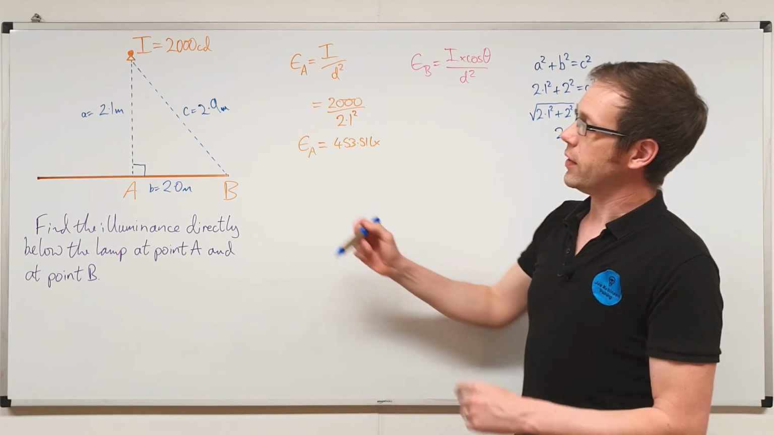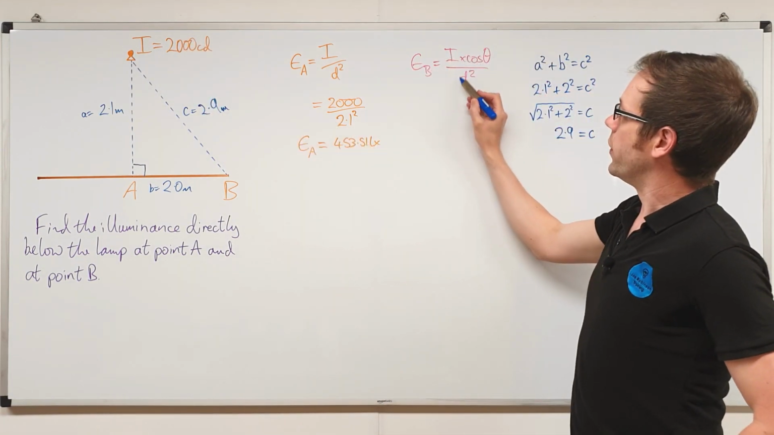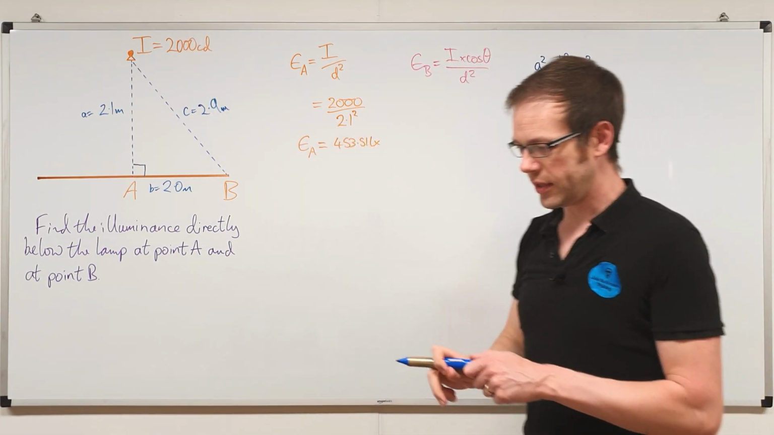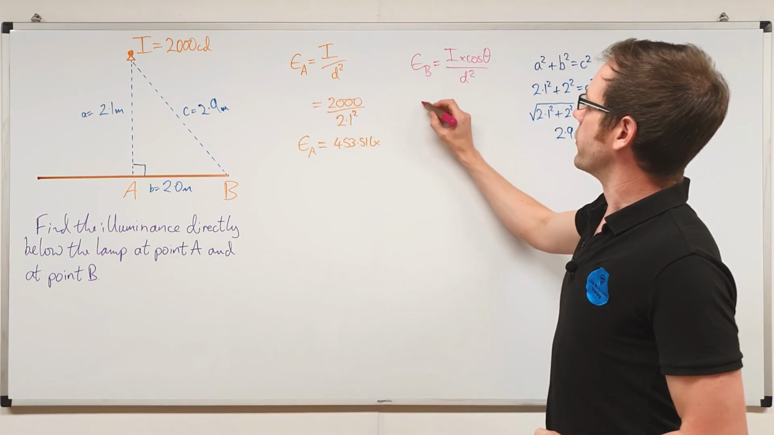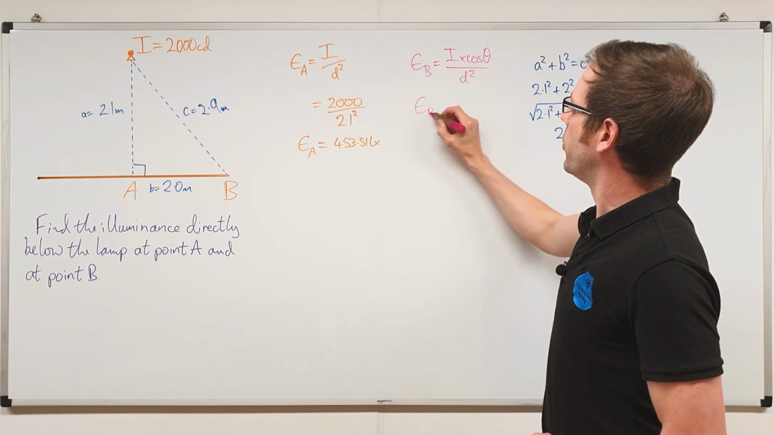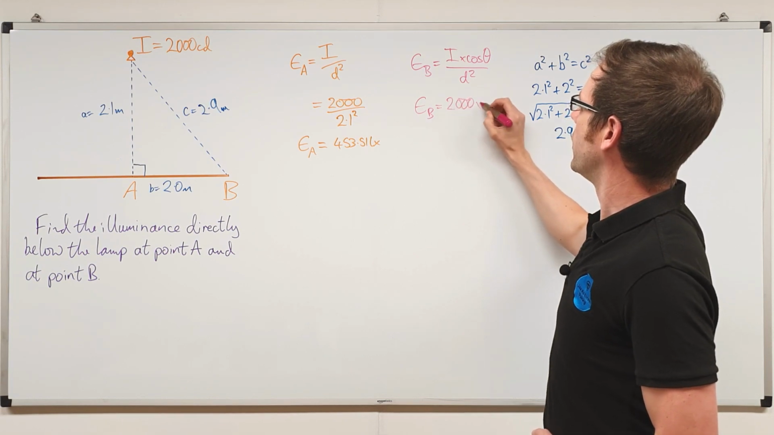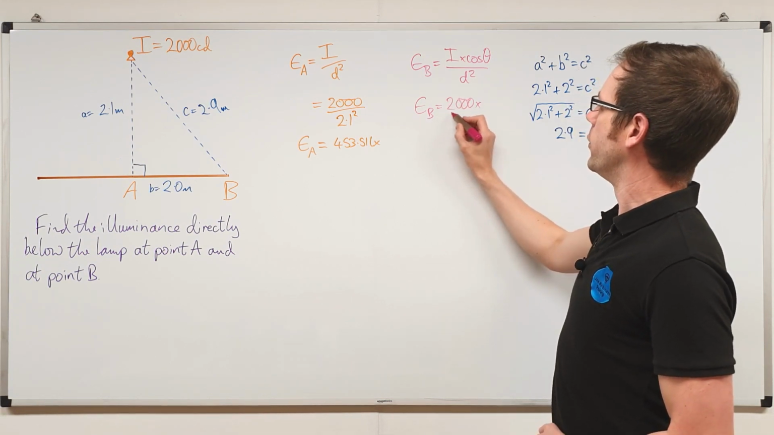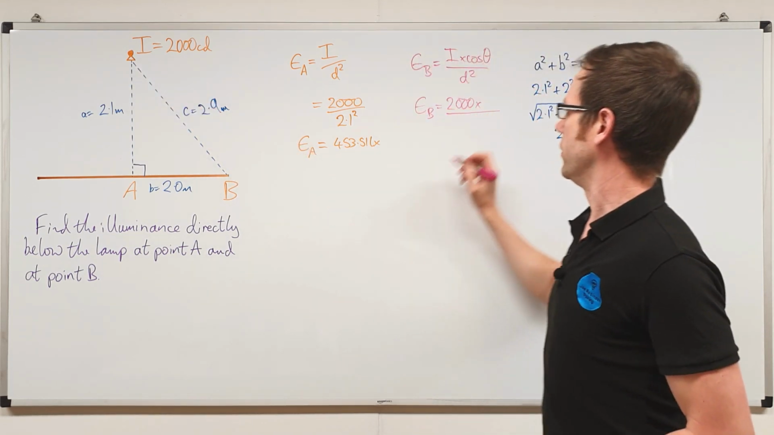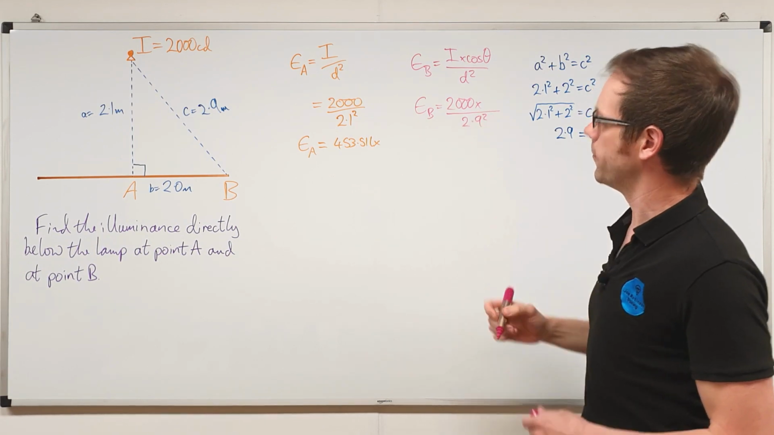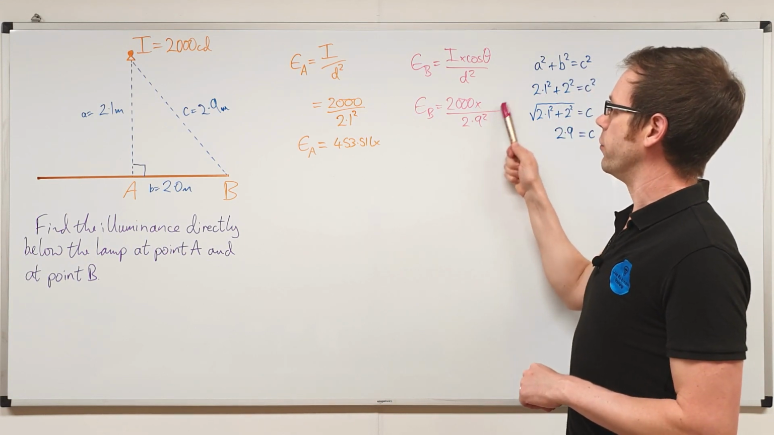So we know that this is the length we're interested in, the distance from source to surface, so we're going to be able to put that into our calculation here. Okay, so let's put that bit of the calculation in. So we've got the illuminance at point B will be equal to I, we know that number, 2000, times the cosine of theta, we'll come back to that in a minute, divided by this distance here, 2.9 squared. Before we can complete the calculation, we need to put in this value for the cosine of theta.